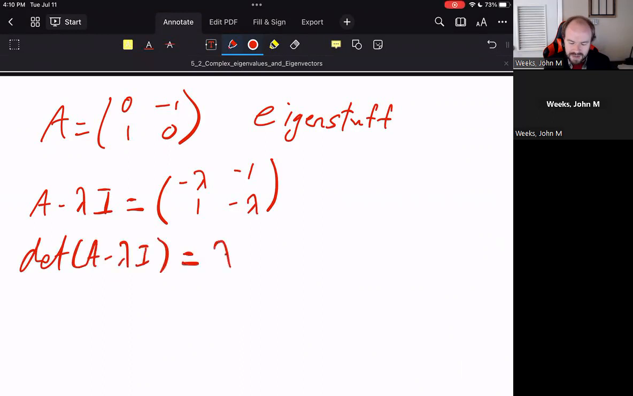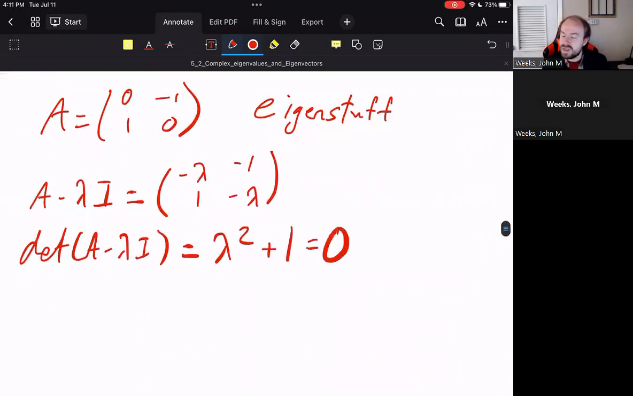We're going to have what? Lambda squared for multiplying the diagonal. And then we're going to have minus negative 1. That's going to give us plus 1. Well, this is something that we want to be equal to 0. So if we're in the real numbers, again, we're done. Lambda squared must be greater than or equal to 0. Adding 1 is going to get us something greater than or equal to 1. In particular, it'll never equal 0.